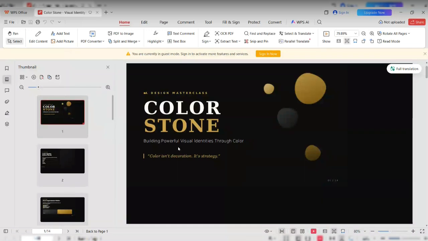So, I've been given a topic to talk about: color stone, building powerful visual identities through color. When we talk about color in graphic design, color is one very essential tool. In fact, the kind of color you use in your design determines the feedback you get. Most of the time, because of the color of the design, it's first of all attractive. So you need to be very, very careful when trying to pick colors for your designs.